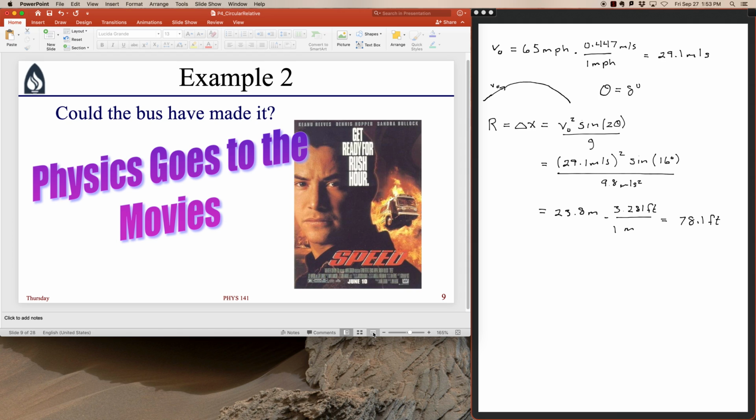Now, the rearing up into the air, maybe that's not quite as possible, and the fact that its tires did not explode upon landing, maybe not also the most realistic, but in terms of assuming the bus is a projectile, then maybe it could have made it across the gap.